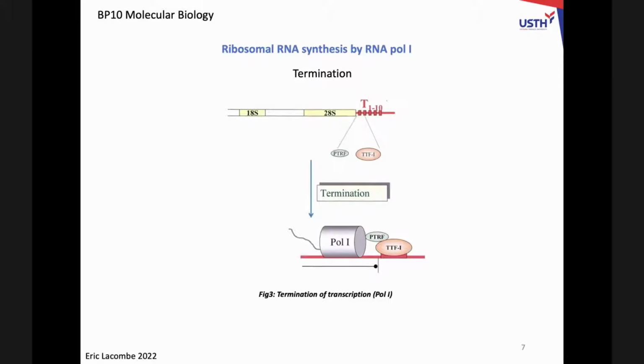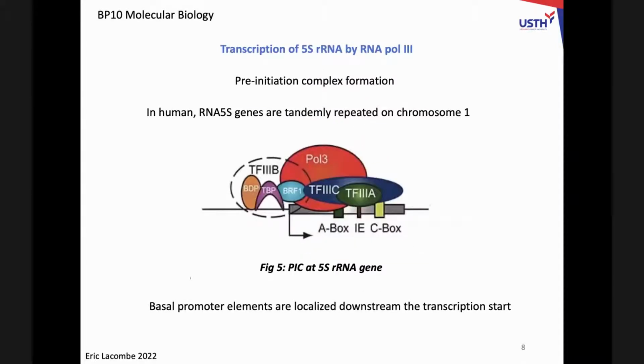Is it okay for you? Okay. Now we're going to look at Pol 3. We're going to do exactly the same: how is the initiation and how is the termination? Because this is the only important point to compare between the three polymerases.